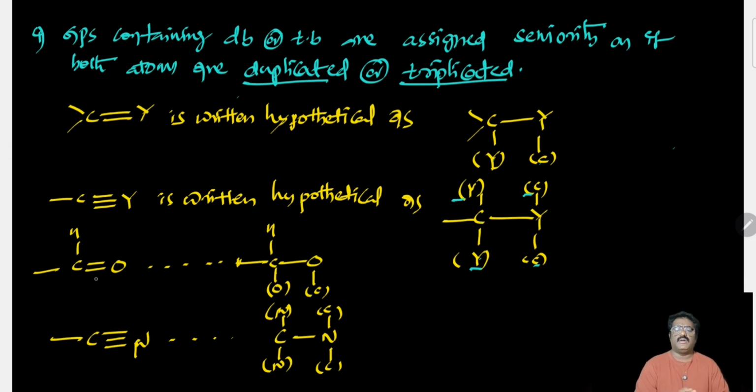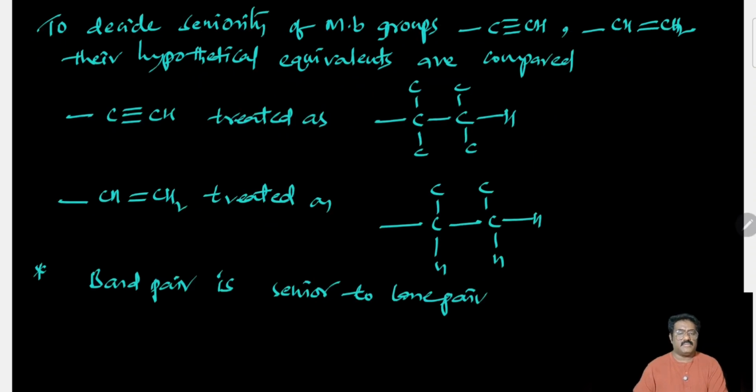Look at CO, carbon double bonded O, treated as carbon with O and oxygen with C. Yes, and carbon triple bond N is treated as carbon with nitrogen and carbon with nitrogen and carbon with carbon, carbon with carbon, carbon with nitrogen. See, a double bond is duplicated, a triple bond is triplicated. Yes, look at the next rule.